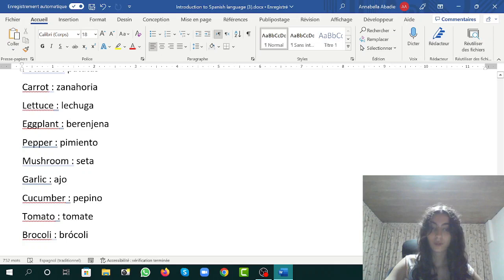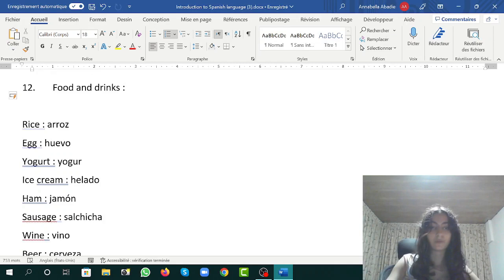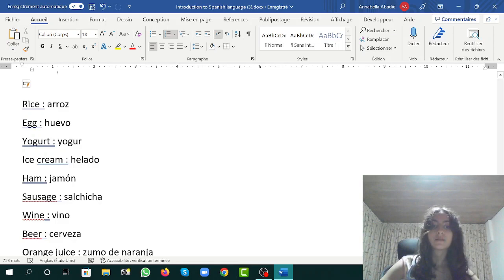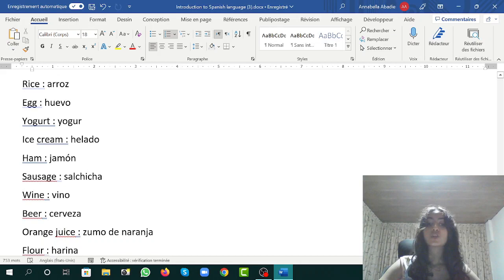Now we have food and drink, some examples. So, first of all, rice is arroz. Egg is huevo. Yogurt is yogur. Ice cream is helado. Ham is jamón. Sausage is salchicha. Wine is vino. Beer is cerveza. Orange juice is zumo de naranja.